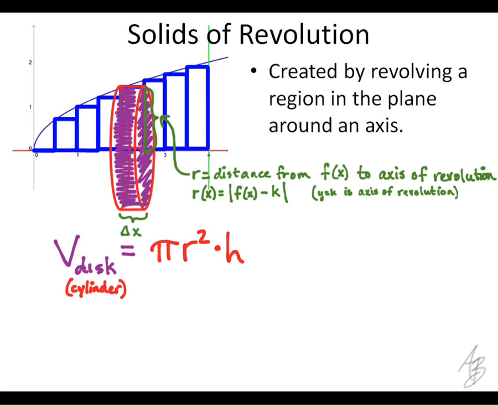If the x-axis is the axis of revolution, then what would be k here? 0, because y equals 0 is the x-axis, right?